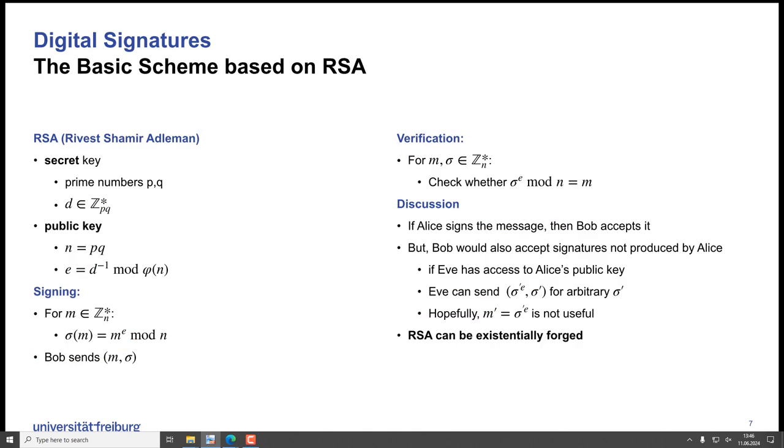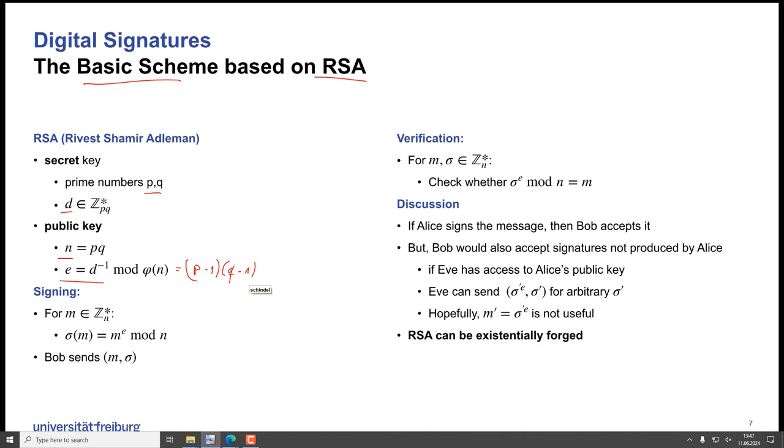Okay. But this is in the book again. So that's where the book starts. The basic scheme uses RSA. So RSA, you remember, we have a secret key, which are two prime numbers P and Q. And we have, as a secret key, also some number d which is co-prime with phi of n. And the public key is the product n and the inverse e modulo phi of n, which is the same as P minus 1 times Q minus 1. Okay, so that's all known.